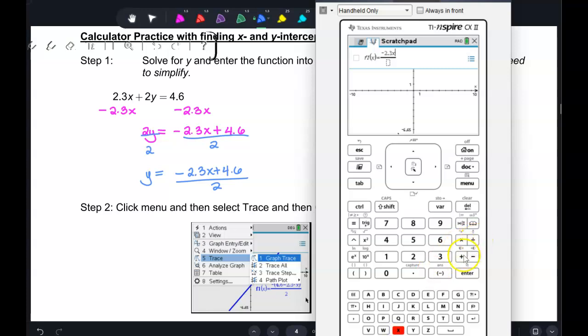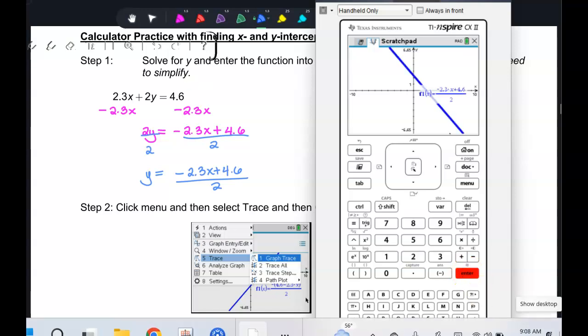Negative 6.65. And then we want to do plus 4.6. Now I want to put this all divided by 2. So I'm going to use my down arrow. And then press enter. How do you put an X in it?